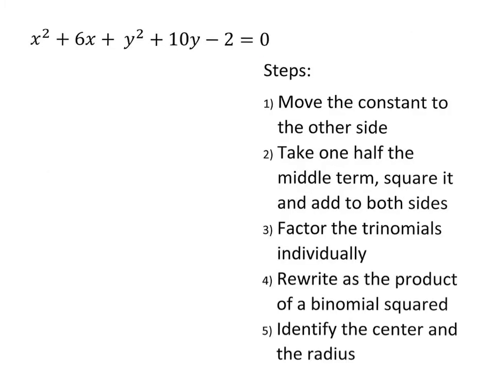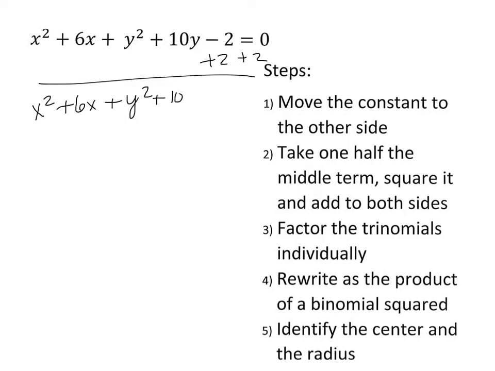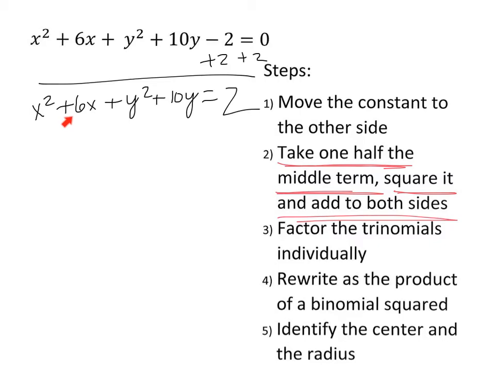Now, these are the steps that you want to follow in order to do this. The first one is move the constant to the other side of the equation. So I'm going to write plus 2 and plus 2. So I have x squared plus 6x plus y squared plus 10y equals 2. Now, the next part of this says take 1/2 of the middle term, square it, and add it to both sides. So the first thing that I want to look at is 1/2 of the middle term. And when I talk about the middle term, I'm talking about this 6x.